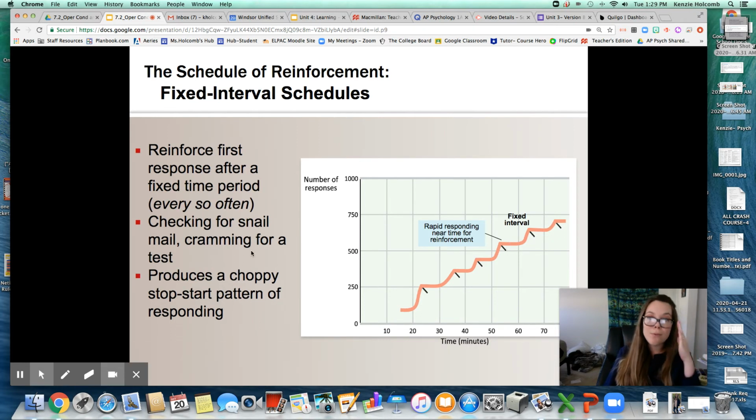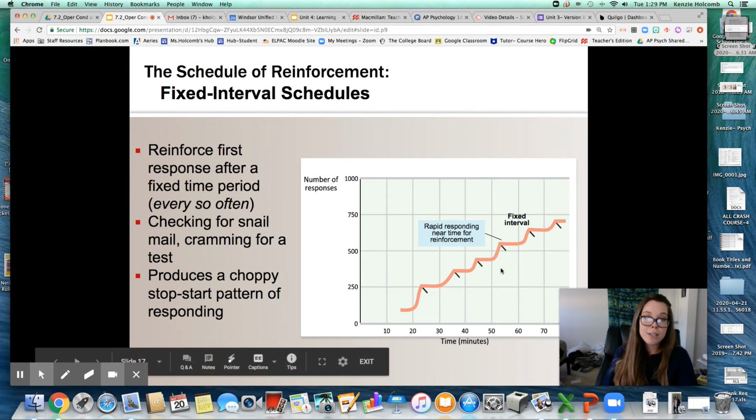So for example, if you are cramming for a test, right? You're on this fixed interval right before the test, so there's certain time periods that you are going to cram, right? So it's a fixed interval, and it has rapid responding right near the time where you're usually reinforced. So me giving the test and you wanting to have a good test grade is your reinforcement to start cramming, right? And it's not all the time. It's just right before the reinforcement is given, which is my test, right? And you want to do well on the test. So it's a fixed interval schedule, okay?